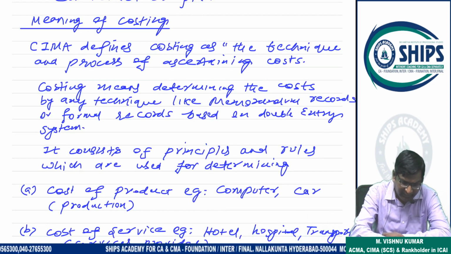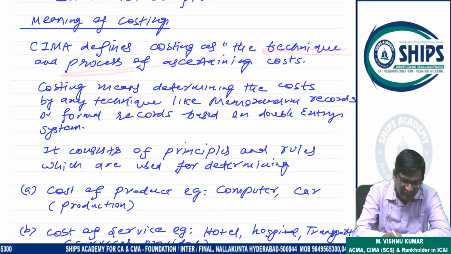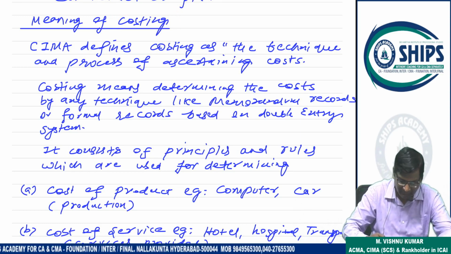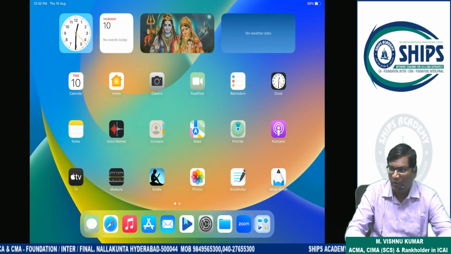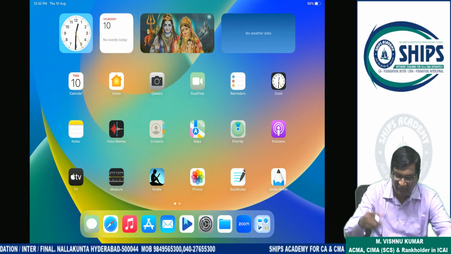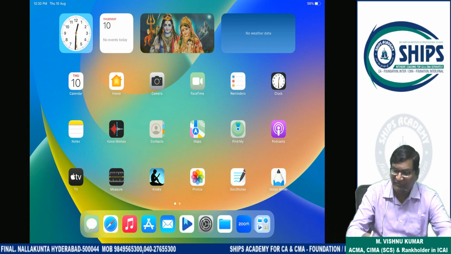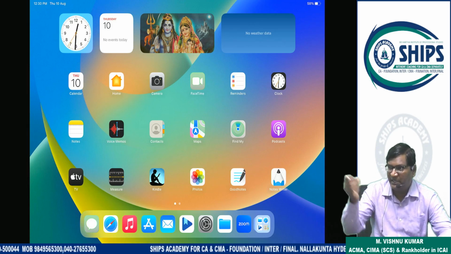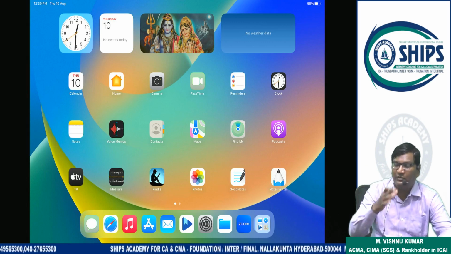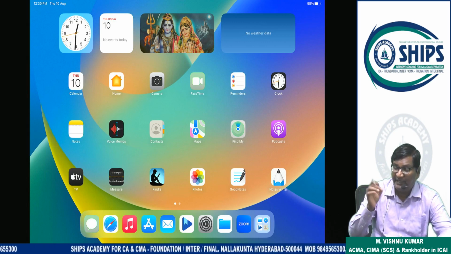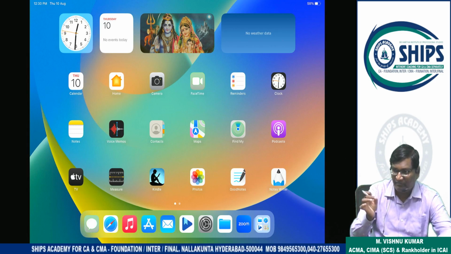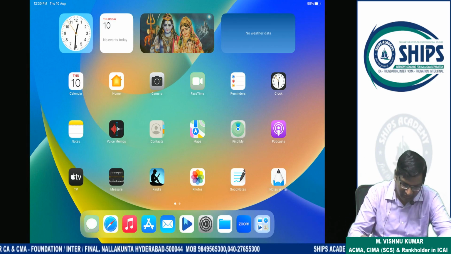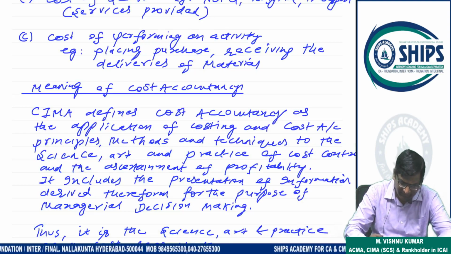So whenever any technique or process is used, it is called costing. Technique or process means, suppose I ask one accounting question to you: how to calculate gross profit? Your answer is: prepare a trading account. Here also, if I ask how to calculate the cost of a product, you will say a cost sheet should be prepared, a statement of cost should be prepared. From that you will get cost. So technique and process is nothing but one specified format. You should follow that, then you will get the cost of the product. That is called costing. I hope till this everything is clear.